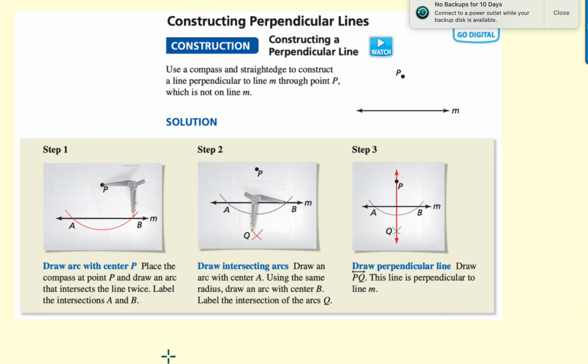In class, we're going to do a construction where we create a line that goes through P and will be perpendicular to the given line. This is the end of the screencast.